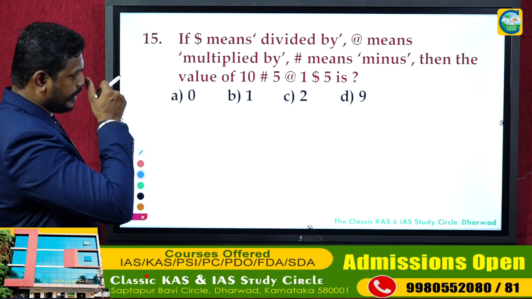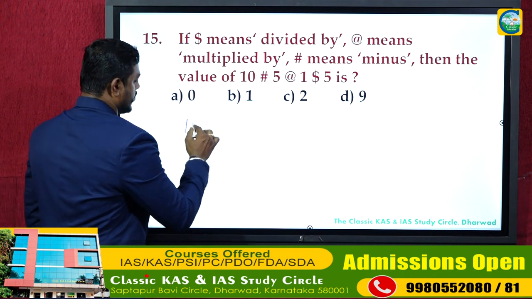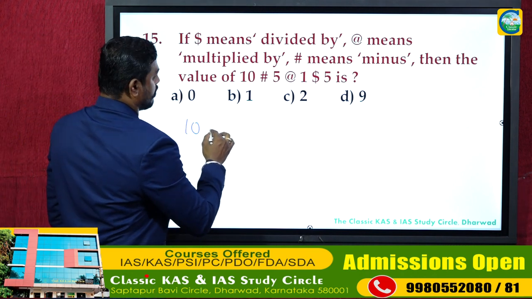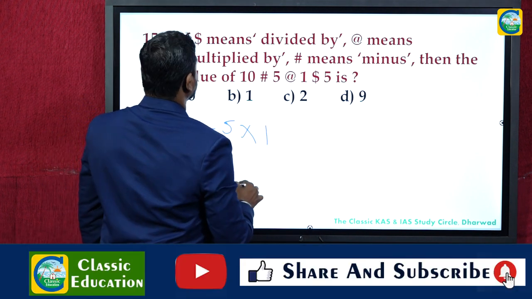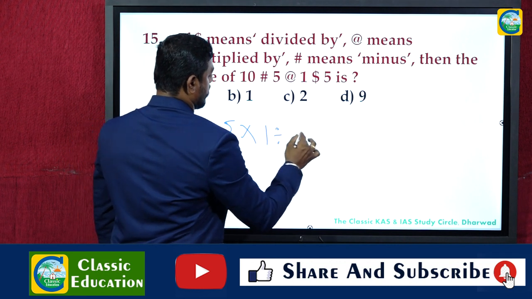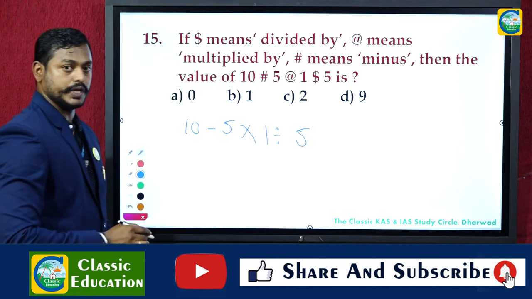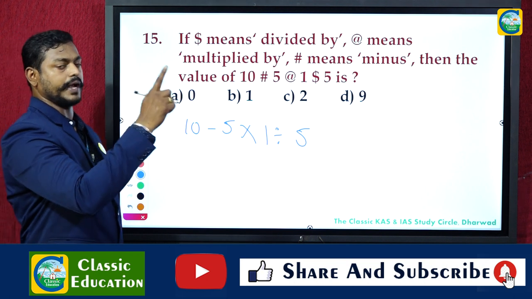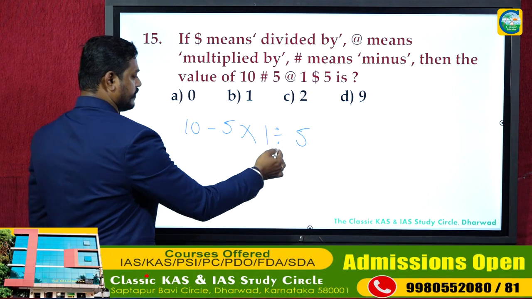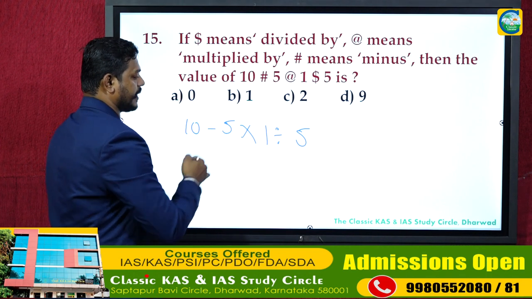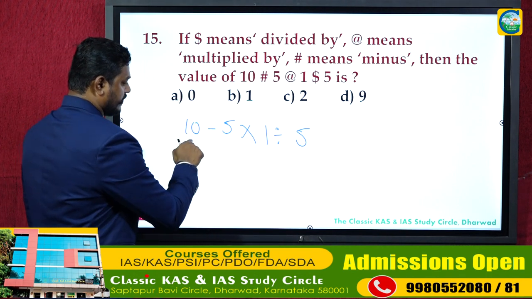Yes, it's a mathematical operation question here. So, 10, ash means minus, 5, at means multiplication, 1, dollar means divided by 5. We have to apply the BODMAS rule here. First bracket, there is no bracket, so we go to the of, that is multiply. There is no of, so we start with division, then multiplication, then addition, then subtraction. There is no addition here.